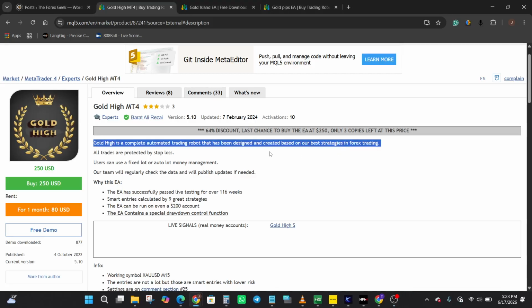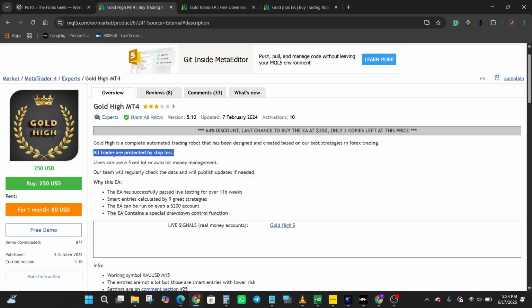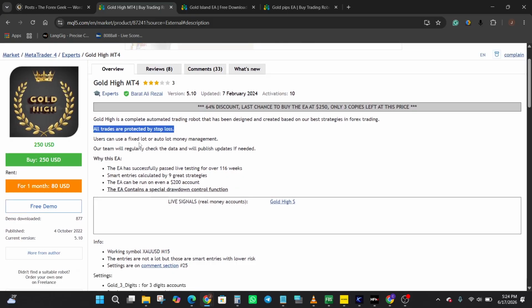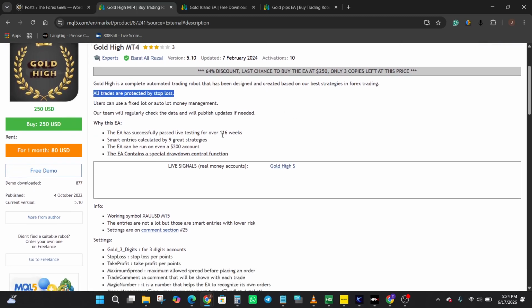Now, one of the first details highlighted on the page is that all trades are protected by a stop loss. The developer also states that users can choose between fixed lot sizing and automatic lot management, providing some flexibility depending on individual risk preferences.